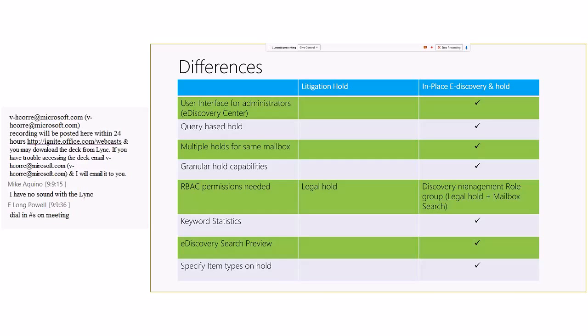One other thing is, as a part of granular hold capabilities, you can actually specify the item types on hold. It can be mail, it can be tasks, it can be linked conversation. You can actually specify what items you want to place on hold.